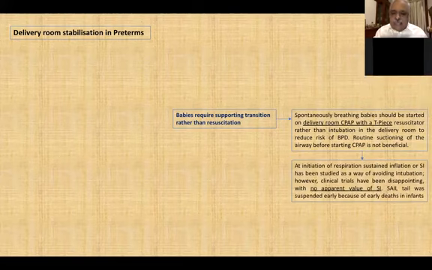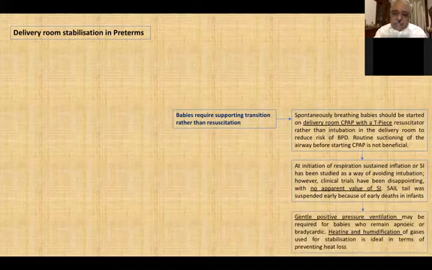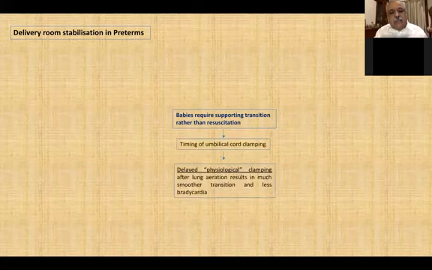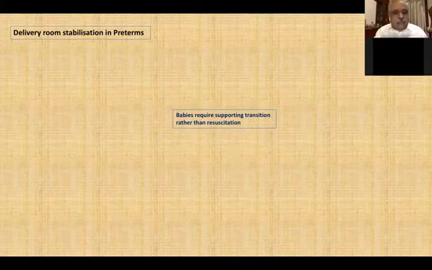As I mentioned earlier, sustained inflation is out of the door now. You can give gentle positive pressure ventilation at the time of birth. If the baby continues to remain apneic or bradycardic, it should be heated and humidified. Umbilical cord clamping is best delayed if it is possible. If the baby is stable, you can tell your obstetric colleagues.